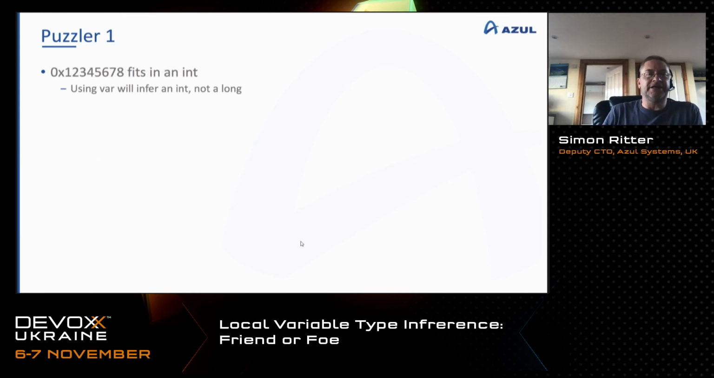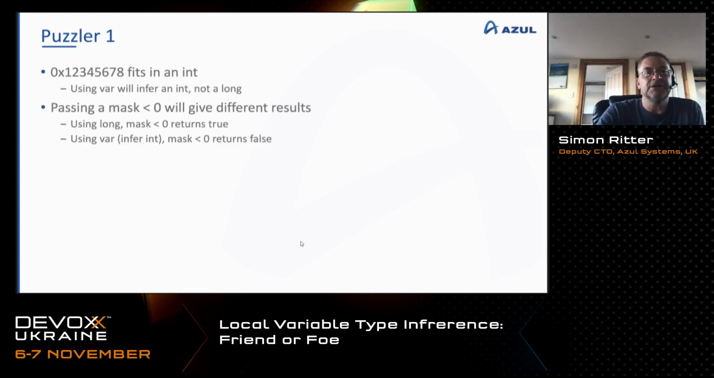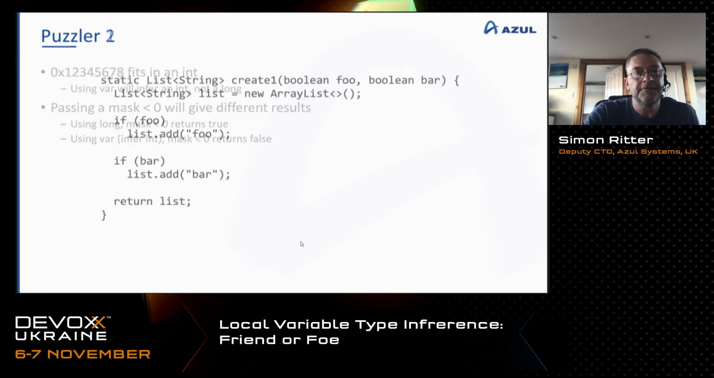0x1234567 fits into an int. And so if we use var, as I said before, this is literals again, it'll infer an int, not a long. And the result of doing that is that if you put a mask of less than 0, that will give you different results. So using a long, so not using var, mask of less than 0 will return true. If you use var and it infers int, the mask of less than 0 will return false. So suddenly you're changing the behavior of your program. That's not a good thing to do.